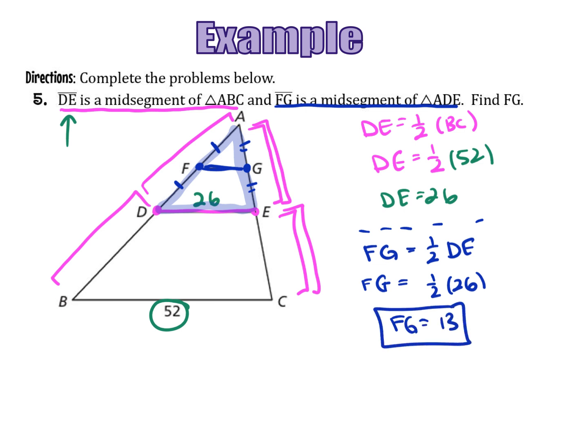So always start by circling and underlining and highlighting what you know and adding it to your diagram, and then it's sort of like a puzzle. You need to figure out where to start and how you can use what you're given to get to the piece of information you're being asked about. Let's look at one more example.